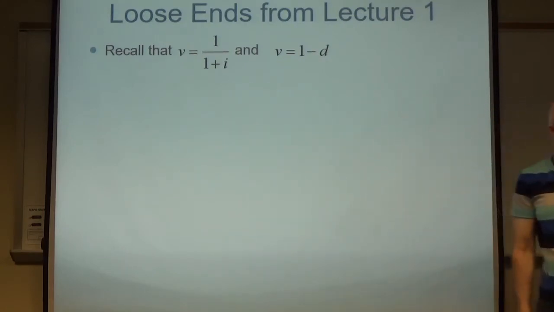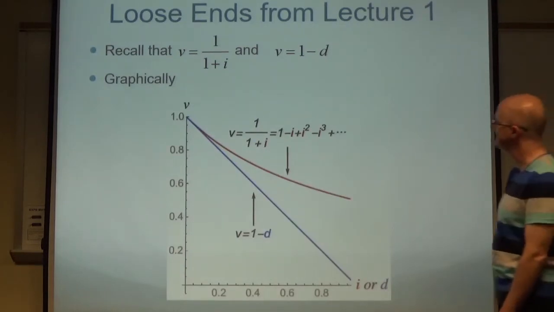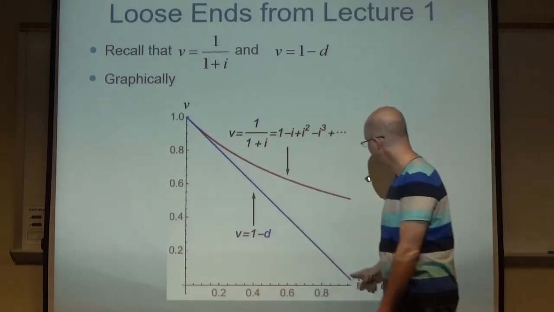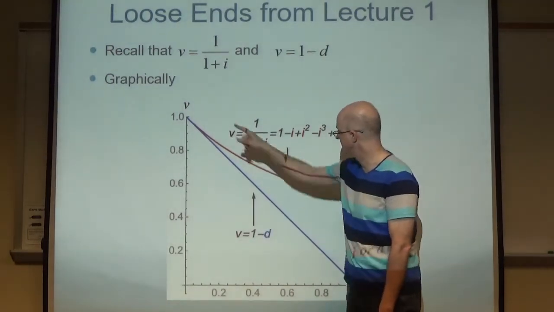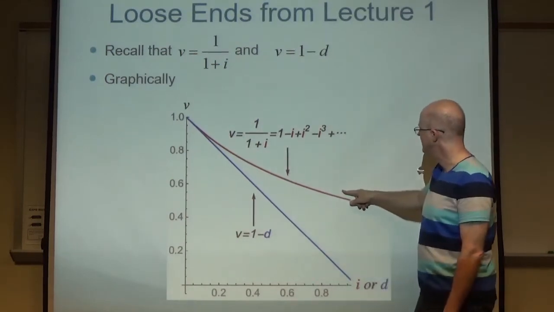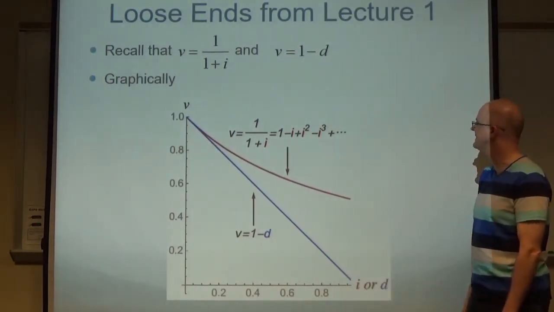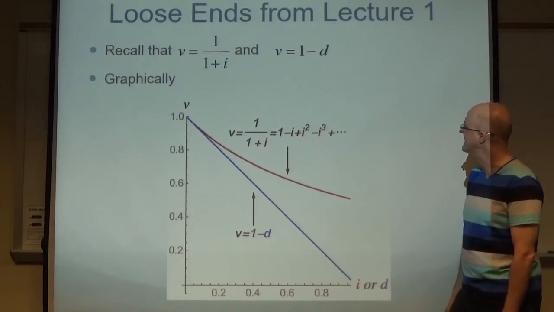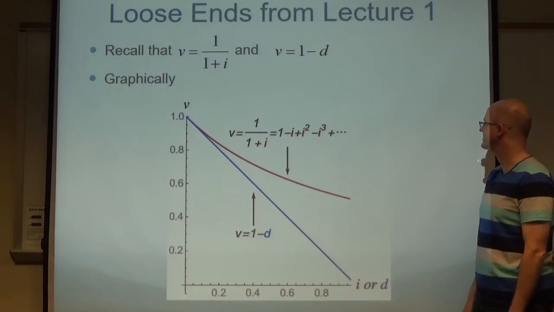You might wonder what's the relationship between these graphs. Here it is. The blue graph is v as a function of d, 1 minus d. It's got a slope of -1 and an intercept of 1. The red graph is v as a function of i. So for the blue graph, I'm thinking of the horizontal axis as representing the value of the discount rate, d. And for the red graph, I'm thinking the horizontal axis as representing the interest rate, i.